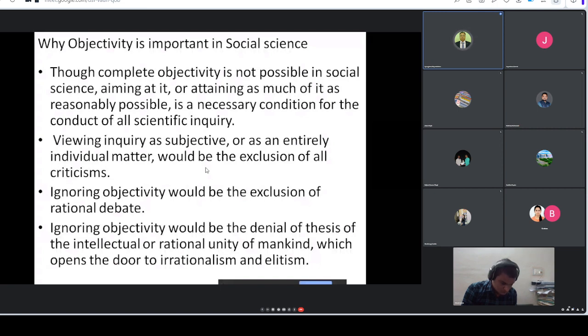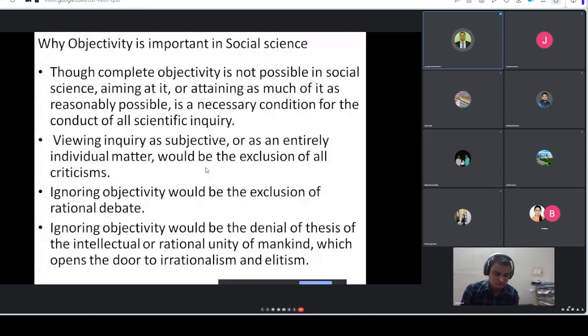And why is objectivity very, very important in social science? First, we have to remember that it may be very, very difficult to maintain complete objectivity in social science. But we also have to remember that we have to work towards achieving complete objectivity. Though complete objectivity may be impossible in social science, we have to aim at it. We should work to attain as much as is reasonably possible.